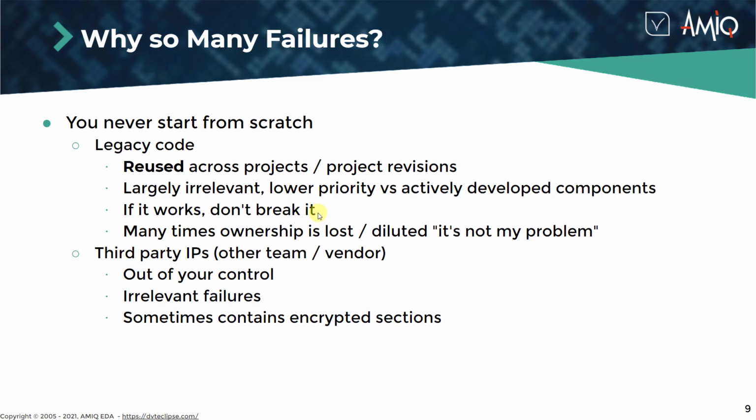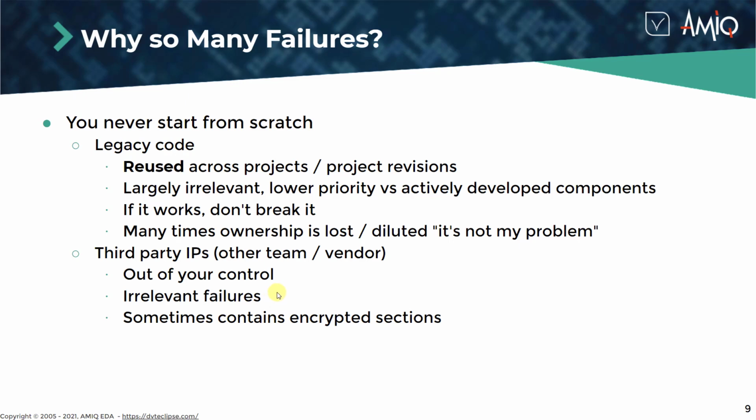Also, many times ownership for legacy code is lost or diluted, so engineers tend to regard failures in such code as not my problem right now. Also, third-party IPs are totally out of your control, and failures are completely irrelevant. Well, unless you ask the VIP provider to also enforce coding guidelines and have an automated linting QA process in their release pipe.